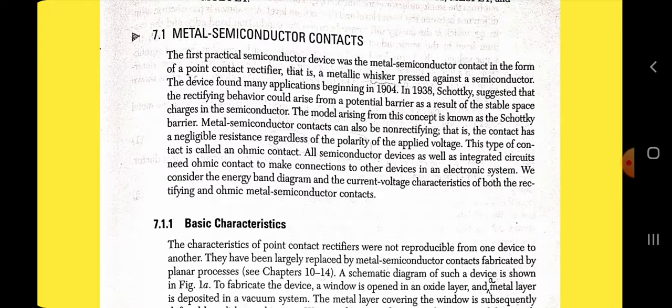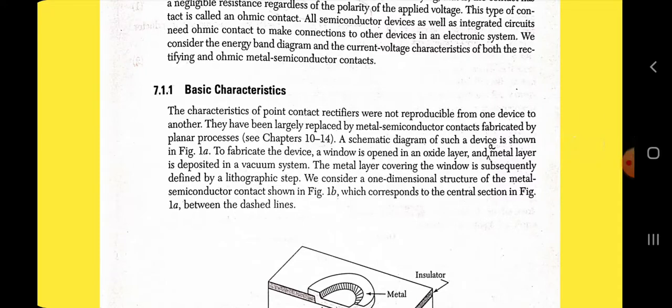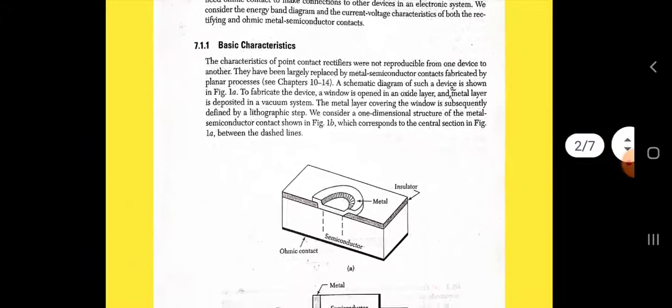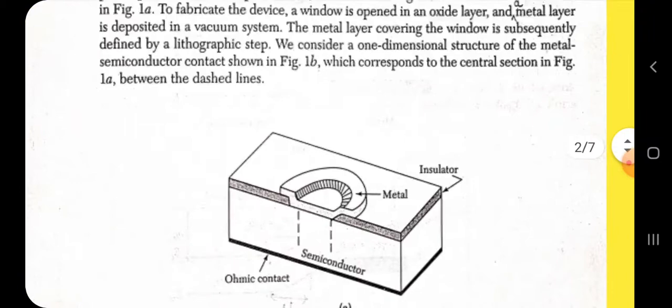So first of all, what are the basic characteristics? The basic characteristics of point contact rectifiers were not reproducible from one device to another. They have been largely replaced by metal semiconductor contacts fabricated by planar processes. A schematic diagram of such a device is shown in this figure. To fabricate a device, a window is opened in an oxide layer and a metal layer is deposited in a vacuum system. The metal layer covering the window is subsequently defined by a lithographic step.